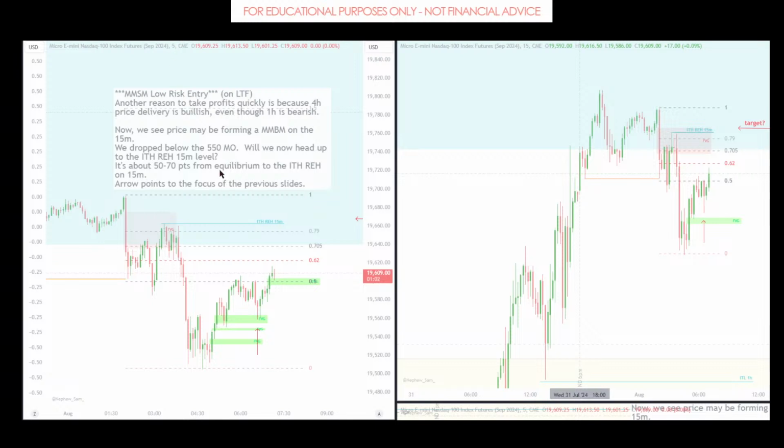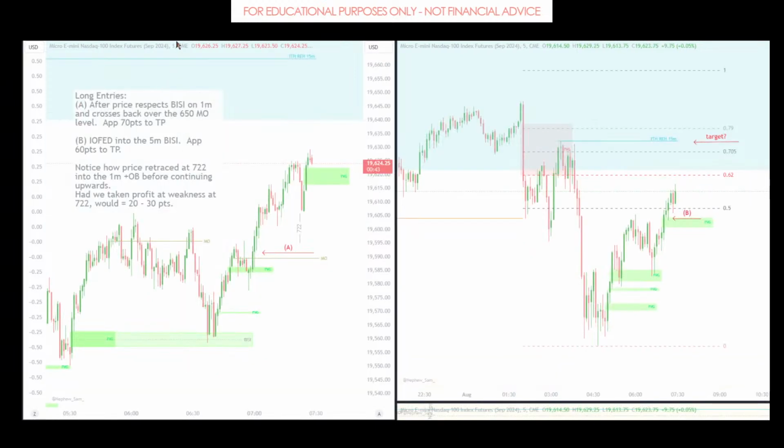Oh, this is a 5-minute chart. That's right, this time this left side is a 5-minute. All right, next slide here. We are back to the 1 minute. And we see that we could have had several possible entries, long entries, as we curled back up from the 1 minute BISI here once we respected that.